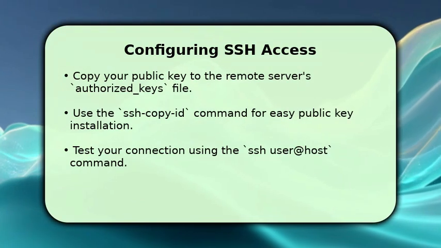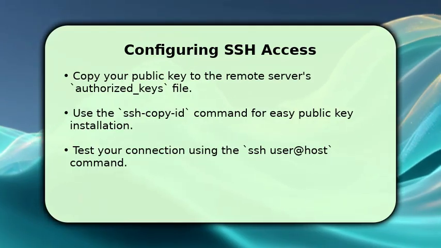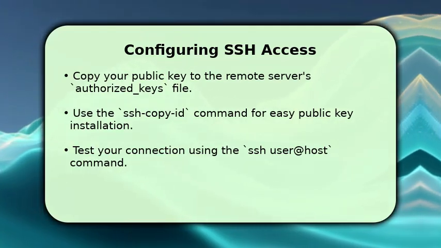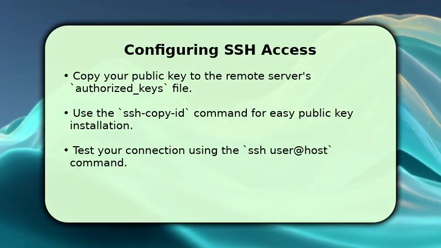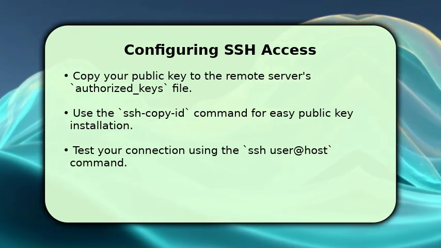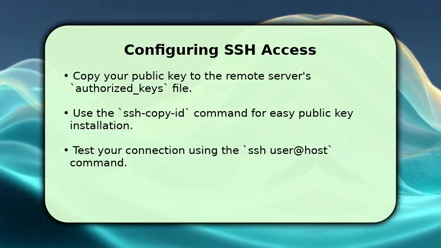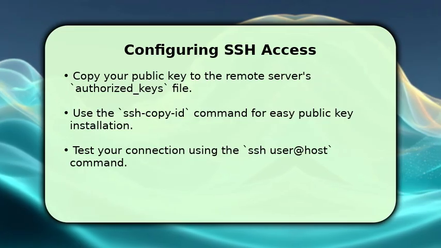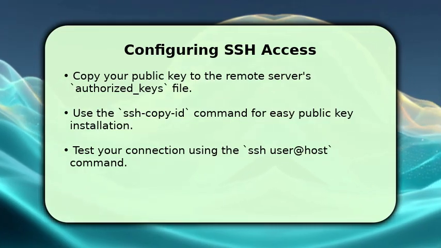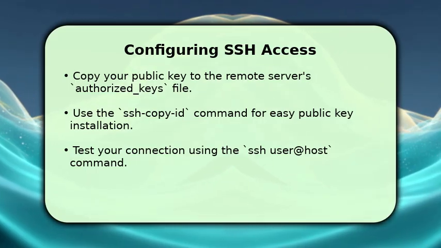Once your keys are generated, you need to configure access. This means placing your public key into the authorized keys file on the remote server, typically found in the SSH directory of your user's home folder. The SSH copy ID utility simplifies this process significantly. After installation, you can test your connection by simply typing SSH followed by your username and the remote host's address.